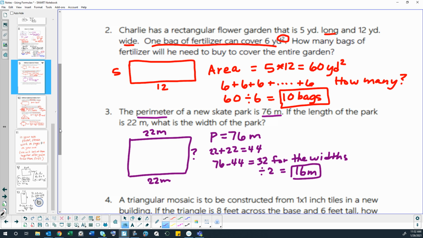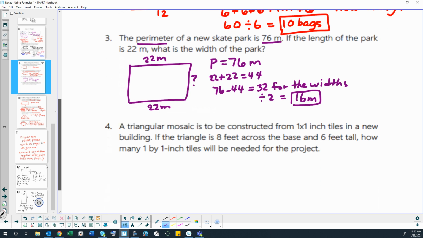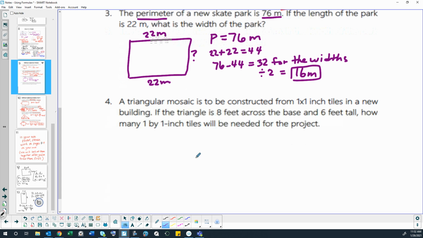So like I said, we have a combination of area and perimeter problems that we're doing here. A triangular mosaic is to be constructed from 1 by 1 inch tiles in a new building. If the triangle is 8 feet across the base and 6 feet tall, how many 1 inch by 1 inch tiles will be needed to do the project?